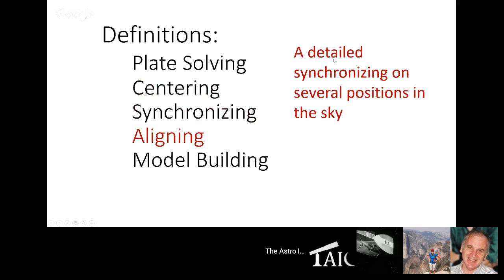Aligning is a little more, it's a series of synchronizings. And I'm using the word alignment. Many of you have heard of 1-star alignment, 2-star alignment, 3-star alignments. Depending on what kind of mount you've got, it might be called something else. But basically, if you just point at 1 star, you'll know that you're aligned for that one position. But as soon as your scope moves, it may be moving someplace completely different from where it's supposed to be.